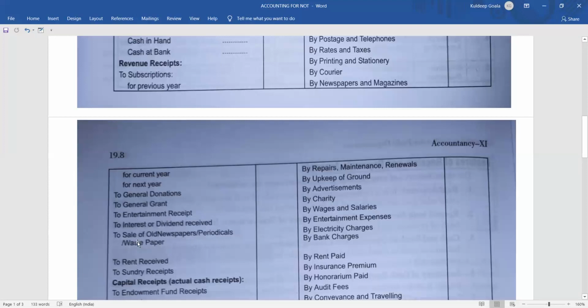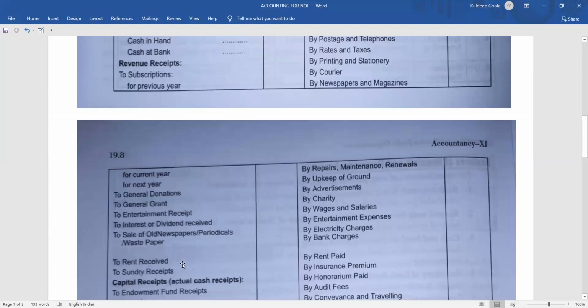You all are aware of owners fund and debt fund because you have learned in business studies in the previous year. Then coming to the next one, sale of old newspaper or periodicals or waste paper. Newspaper, you all know. Periodicals means the journals published on a weekly or monthly basis, or the magazines that have been published. Then the waste papers also come under the receipt. If you sell those things, you might get a certain amount of money. So that will also be taken as a revenue receipt.